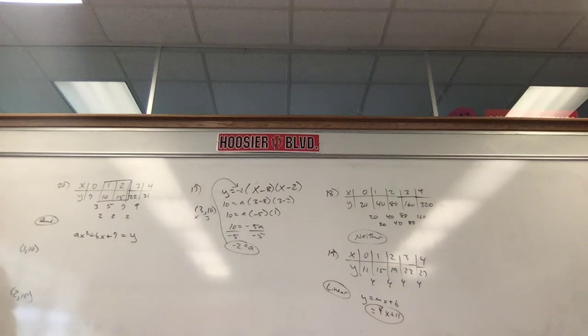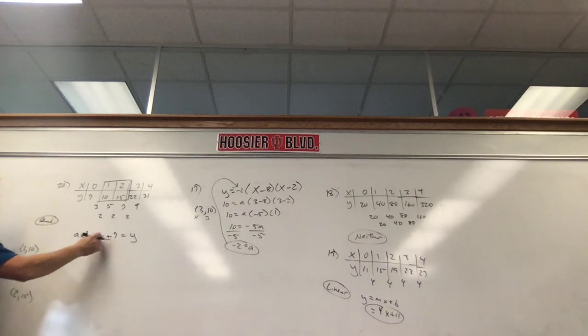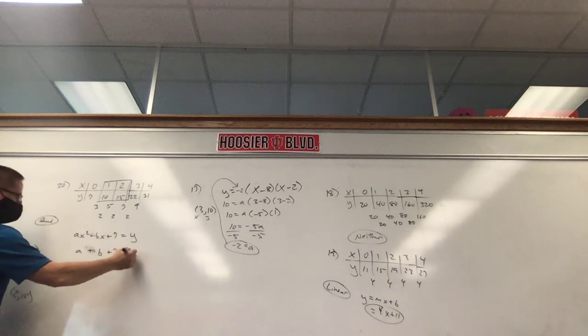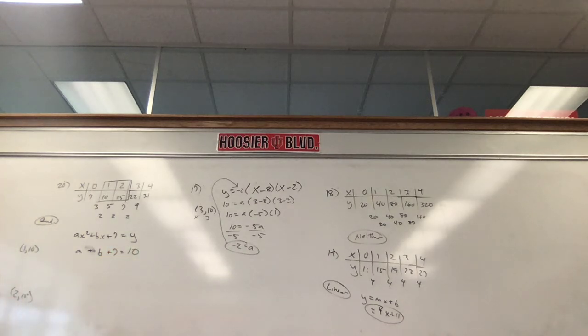So we plug in 1 for x and 10 for y. If I plug in 1, 1 squared is 1 times a is a, plus, plug in 1 for x here, 1 times b is b, plus 7 equals the y value of 10. That's just 1a and 1b. If you want to put 1s in front, you can. If it's easier for you to put 1s in them, I just leave them as a plus b.